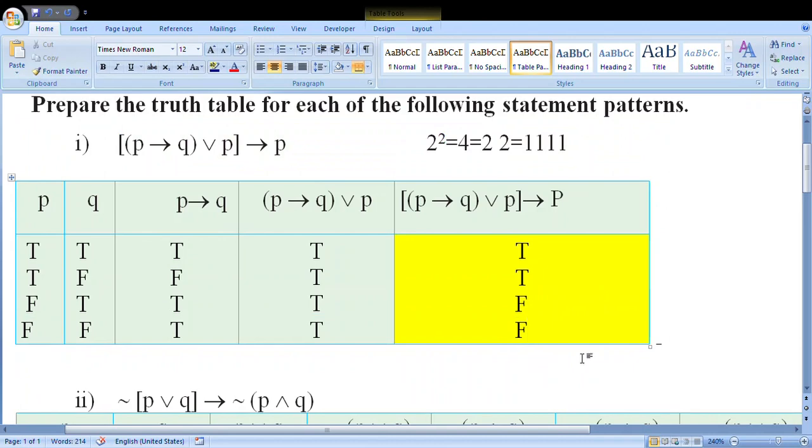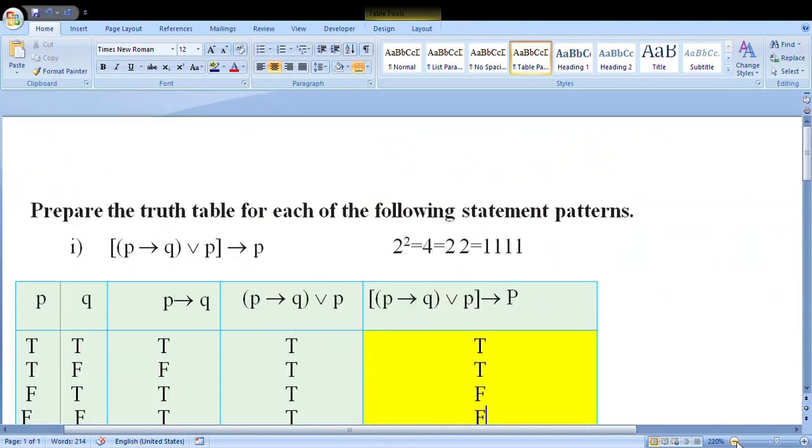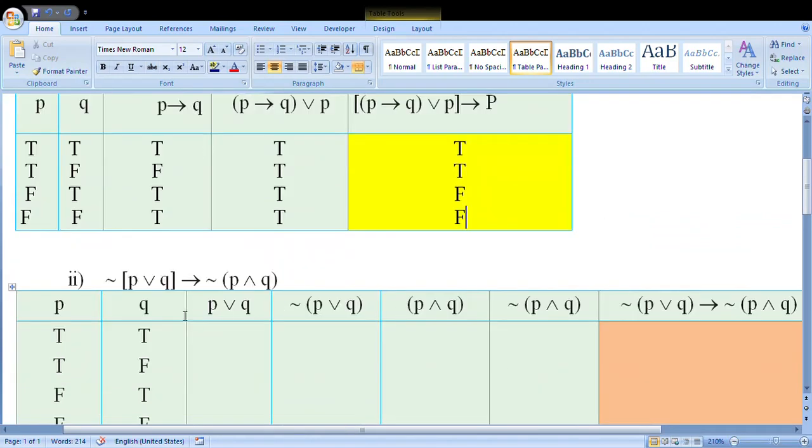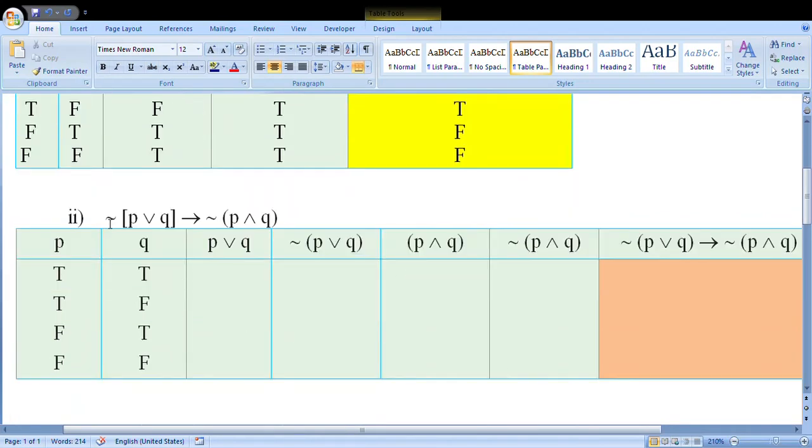Let us solve one more problem with the same method. Now, negation P arrow Q, arrow negation P and Q. So first identify the number of statements. There are two statements, P and Q. So total entries are 4. 4 divided into two parts, 2 and 2. So it is 2T, 2F.